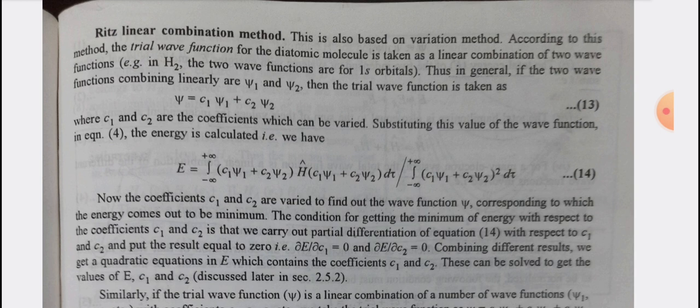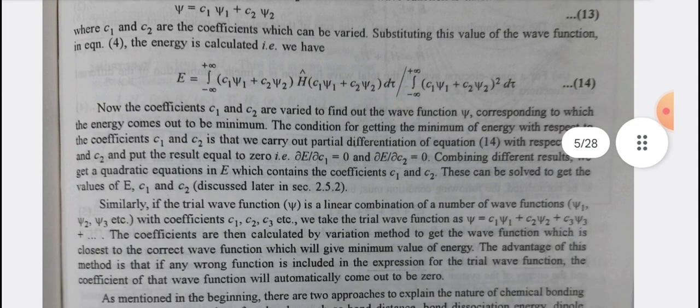The condition for getting the minimum energy with respect to coefficients C1 and C2 is that we carry out partial differentiation of equation 14 with respect to C1 and C2 and put the result equal to 0. That is, del E by del C1 equals 0 and del E by del C2 equals 0. Combining different results, we get a quadratic equation in E which contains the coefficients C1 and C2. These can be solved to get the values of E, C1, C2, later discussed in section 2.5.2.